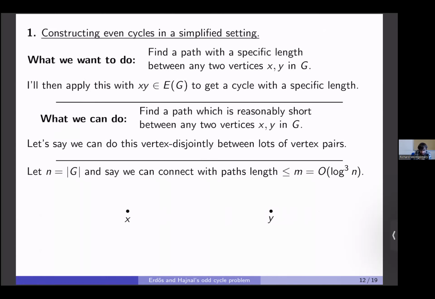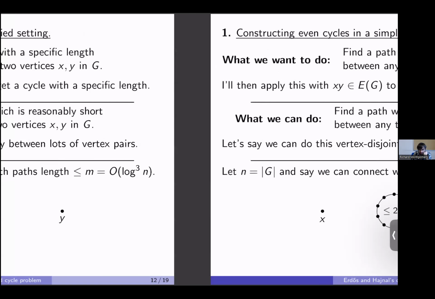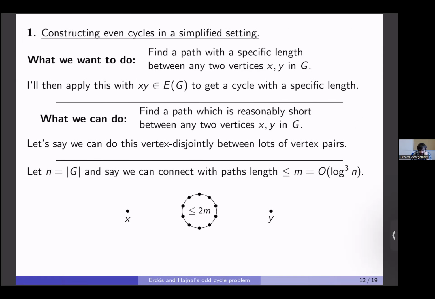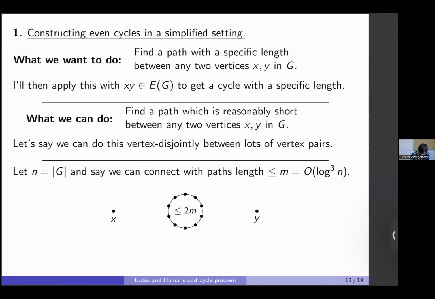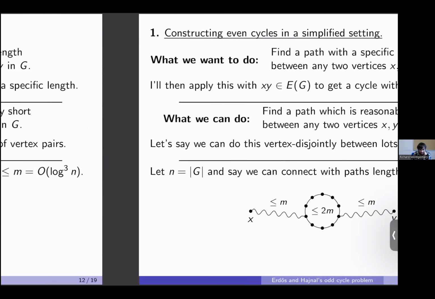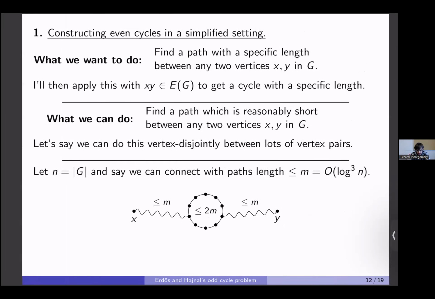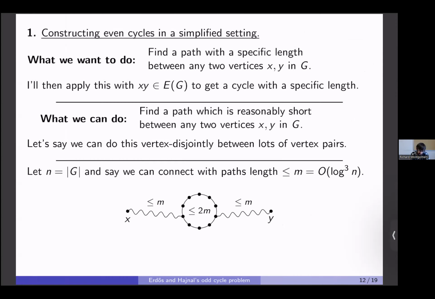Let's start with these vertices x and y. Using this, I can pick two other vertices and connect them twice with paths of length at most m, and I'll get a cycle with length at most 2m. Now if I apply this path connection property again, I can connect x and y to vertices of the cycle that are almost opposite, but not quite. This will be an even cycle because we've assumed G is bipartite.